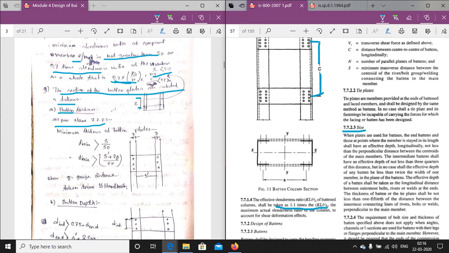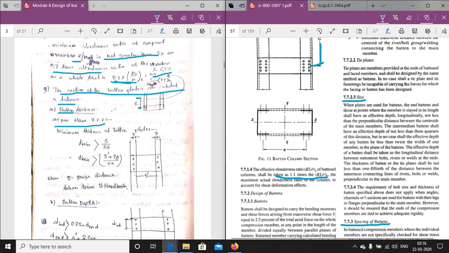As per the clause, the minimum thickness of the batten plates: the thickness of the batten or the tie plate shall not be less than 1/50 of the distance between the innermost connecting lines of the rivet, bolt or weld. That means the minimum thickness of the batten plate should be greater than S by 50, that is, 1/50th of the distance between the innermost connecting lines of rivet.